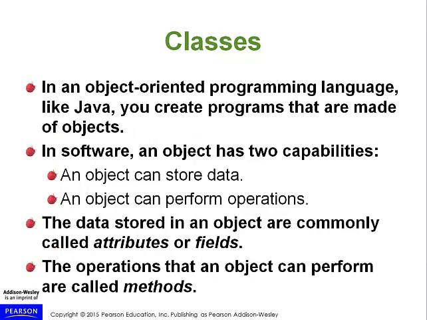First of all, if you're following along with the 5th edition of Tony Gaddis' book, I'm going to go page by page with you. On page 129, it starts out with the definition of what a class is, and I need you to understand that definition. In an object-oriented programming language like Java, you create programs that are made of objects. That's a very profound statement.